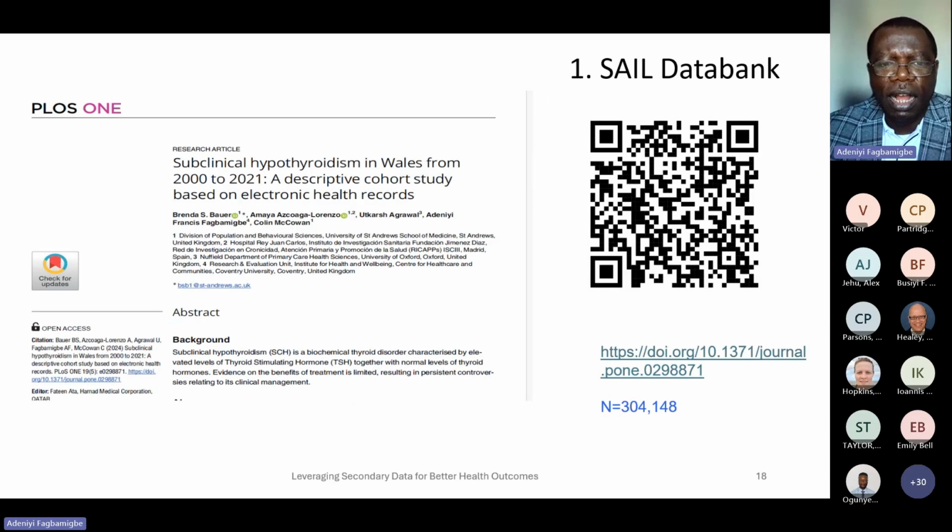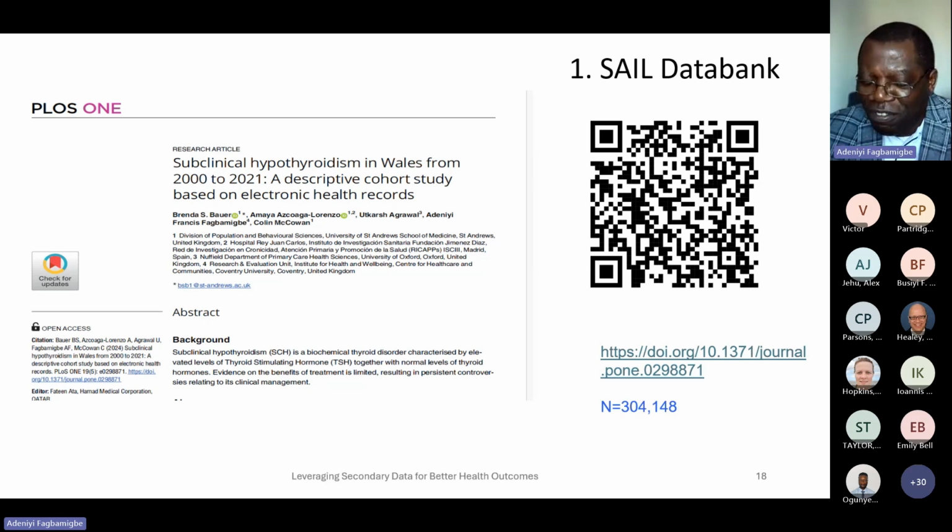Like I said, I've had the opportunity to belong to different studies across the UK where we have used it. The first example I will show is the SAIL databank, which holds data records of people in Wales. Here we look at subclinical hypothyroidism in Wales from 2000 to 2021. And this study contains about 304,000 people.